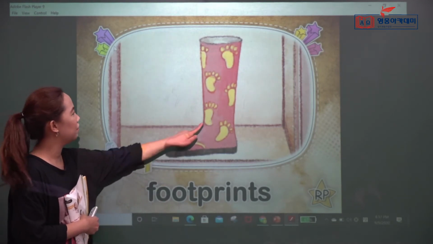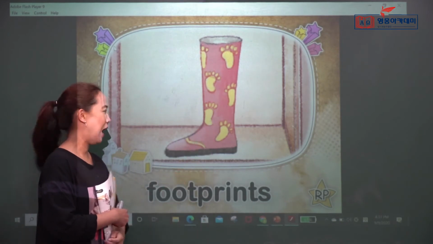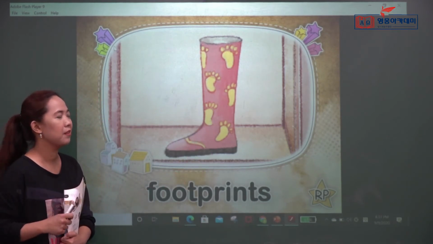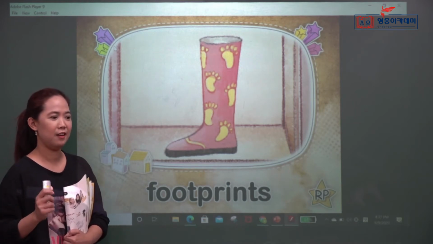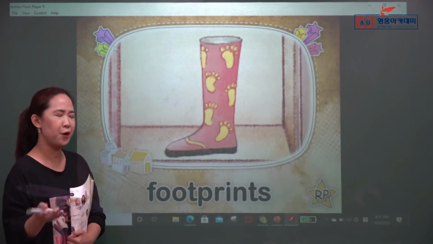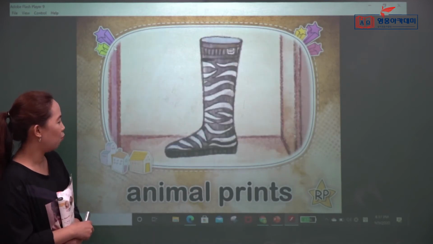Another rain boot. This time, it's not a hand, it's a foot. How do we call it? Footprints. All right. One more time. Footprints. Again. Footprints. One more time, guys. Footprints. Very good. Wow.